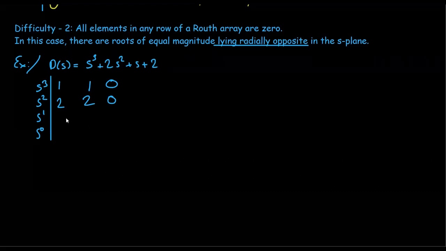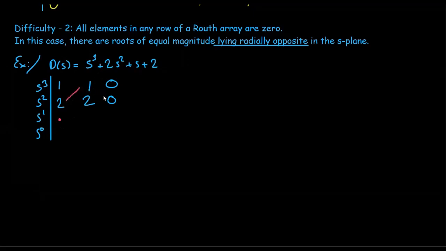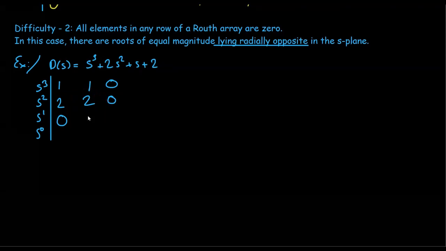In the next row, if I would like to compute the first term over here, that will be simply equal to 2 times 1 minus 1 times 2, divided by 2. So that will be equal to 0. Let me write that down. And if you would like to compute this term over here, it should be 2 times 0 minus 1 times 0, divided by 2. So it is again equal to 0. Let me write that here.